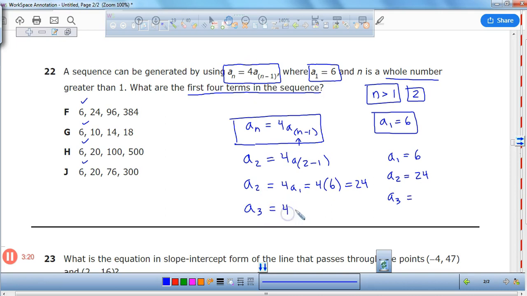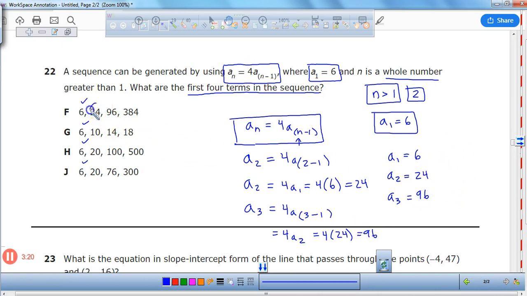Let's say 4a, open parentheses, and this time instead of 2 minus 1, you're going to put 3 minus 1. Okay. And that equals 4 times a subscript 2, because 3 minus 1 is 2. Well, what is our a2 value? 24. What is 4 times 24? That's equal to 96. Now we kind of start to see a pattern.